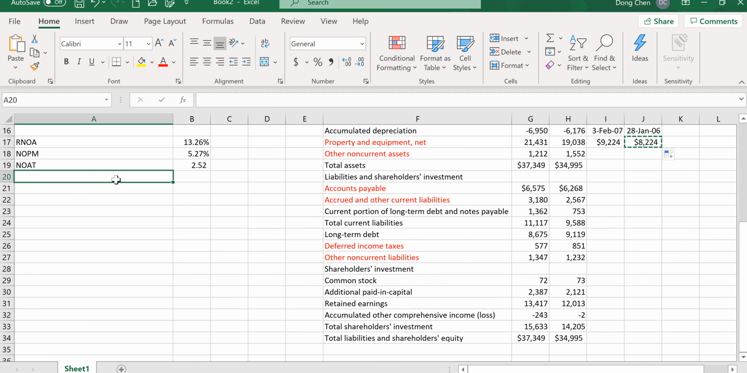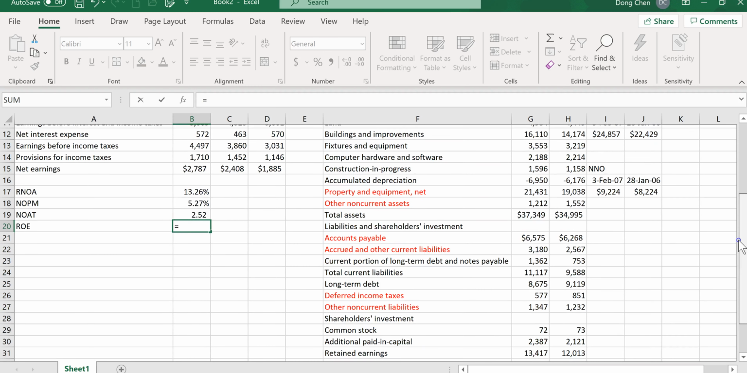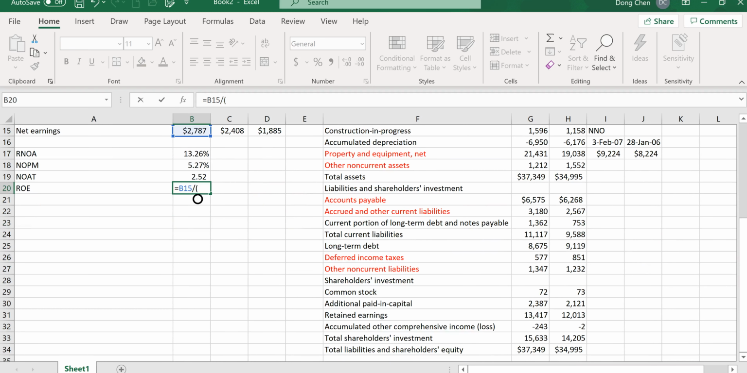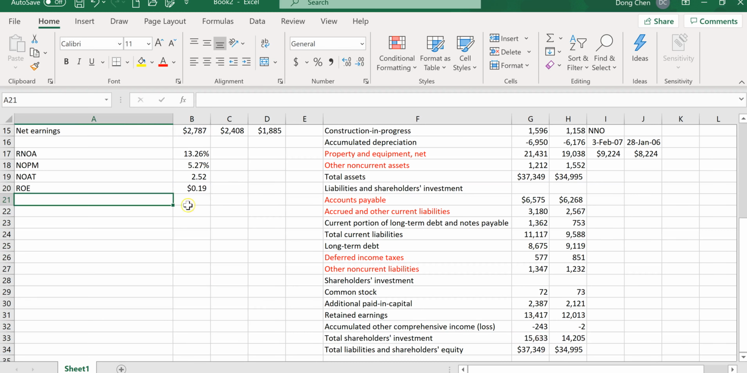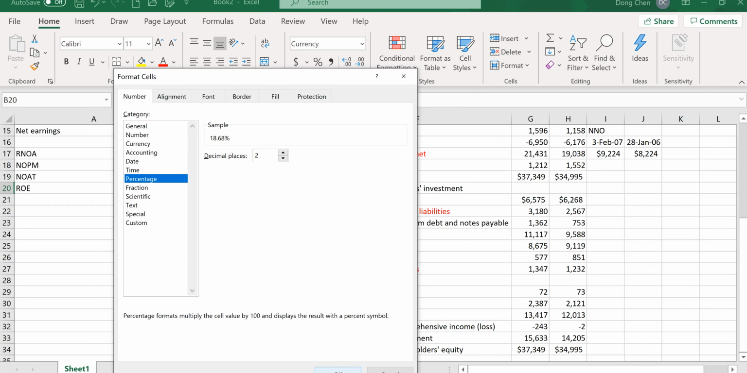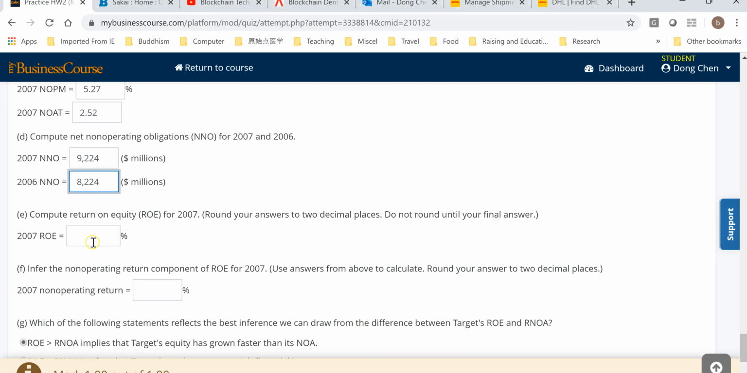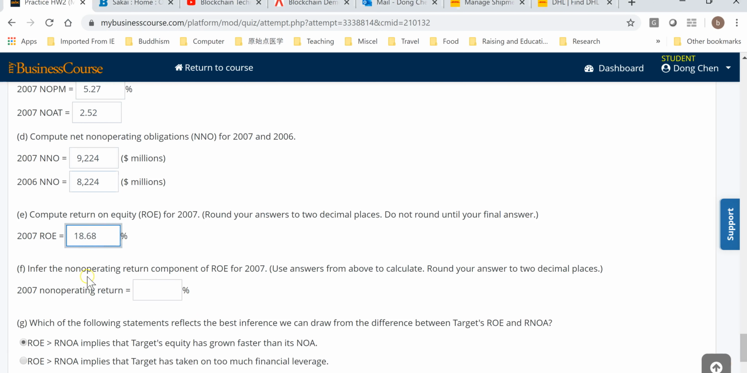So ROE is defined to be the net income or net earnings right here, and then divided by the average amount of total shareholders investment, okay? And then plus that, and then times 2. So again, I want to keep 2 decimal places and keep this in percentage terms. So this gives me 18.68%. So 18.68%.